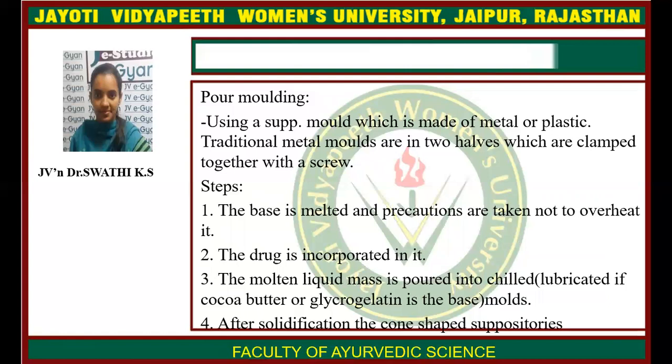Next, pour molding. A suppository mold is used, made of metal or plastic; traditional metal molds are in two halves, which are clamped together with a screw. The base is melted, and precautions are taken not to overheat it. The drug is incorporated in it, and the molten liquid mass is poured into a chilled mold, lubricated with cocoa butter or glycerol gelatin as a base. After solidification, the cone-shaped suppositories are obtained.